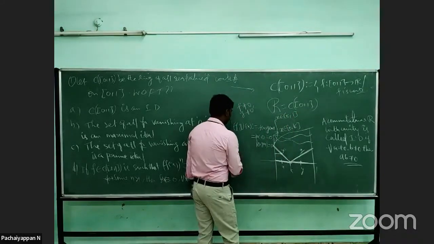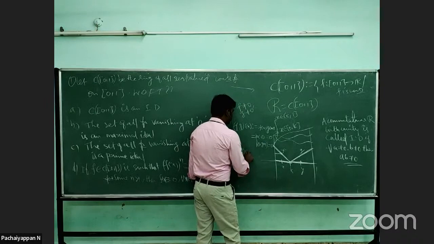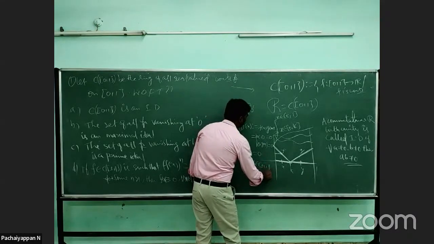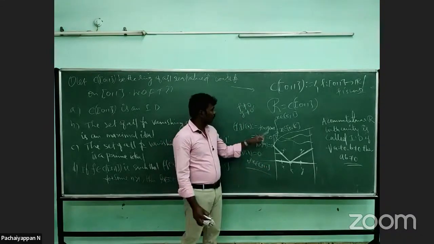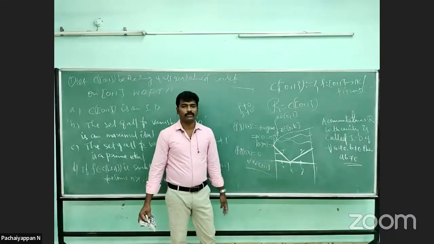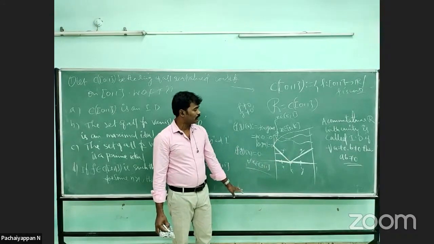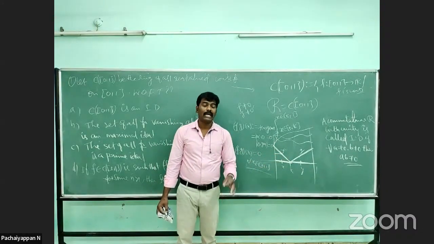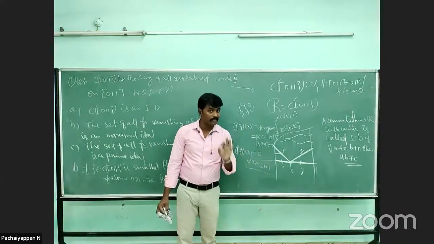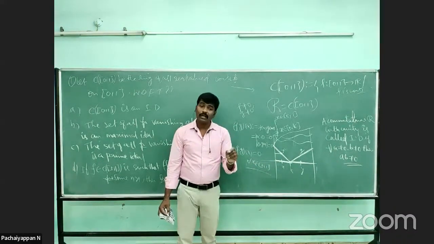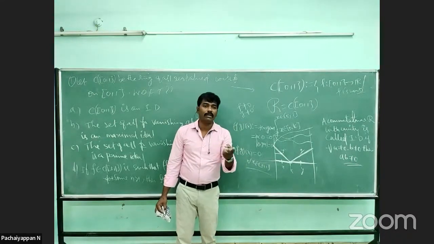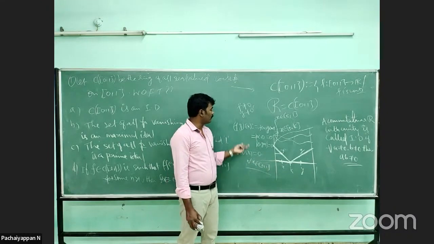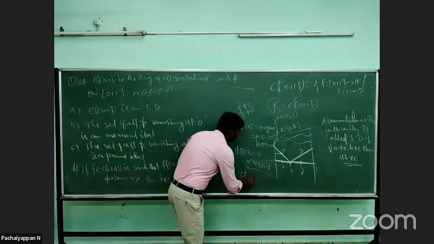So what is the moral of the story? f times g of x is equal to zero for all x belongs to zero to one. I have two non-zero elements f and g whose product is equal to zero. Therefore, the small f is called a zero divisor element. This is a ring. From that ring, I can find two non-zero elements whose product is totally zero. Therefore, fg equals zero.